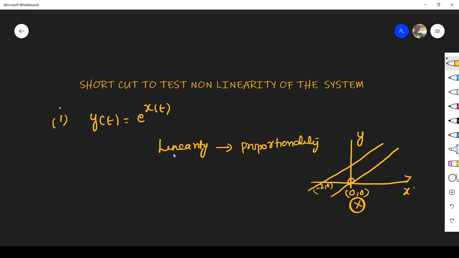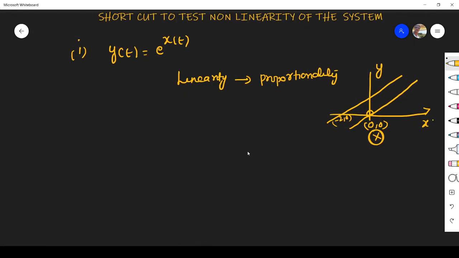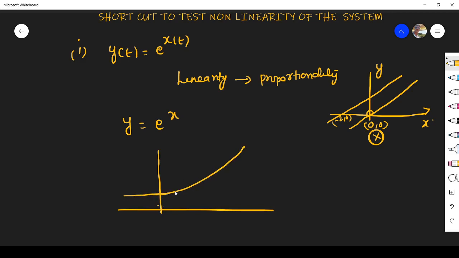This is what a linear system is. It should be proportional. It should be a line like this. Here we have two techniques to solve the problem. What is the first technique? We know y of t is equal to e power x of t. Simply change it into y is equal to e power x, like a mathematical function. How e power x goes, e power 0 is 1, so it goes like this. It is not following this structure at all. So surely it is a non-linear system.